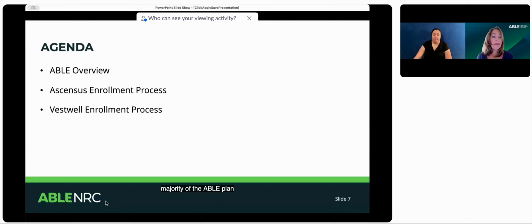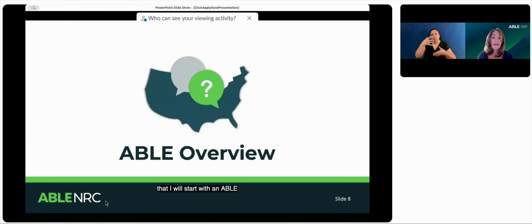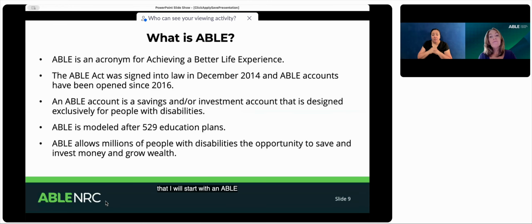So with that, I will start with the ABLE overview. ABLE is an acronym for Achieving a Better Life Experience. It was signed into law in December 2014, and ABLE accounts have been opened since 2016. And it is a savings or an investment account that is designed exclusively for people with disabilities.